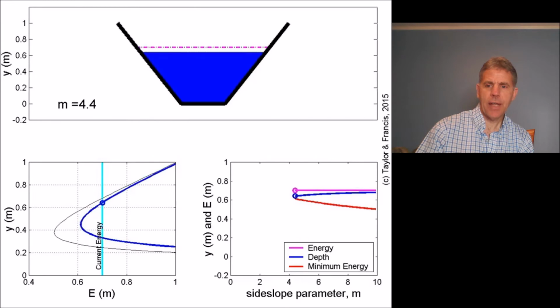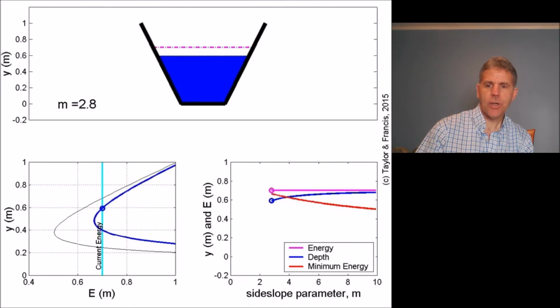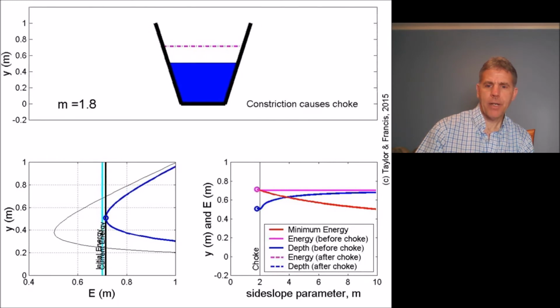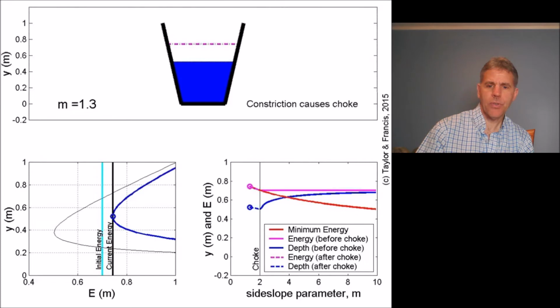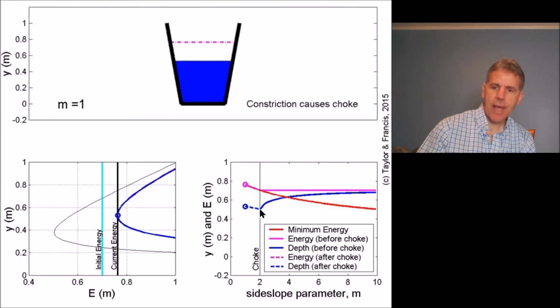And you can see that we're getting close to a choke condition. The red curve and the magenta curve are about to cross. And bam, there it is. Let me go just a little bit further so that the curves separate. And so you can see that where this vertical line is, for side slope parameter of approximately 2, we encountered choke conditions.